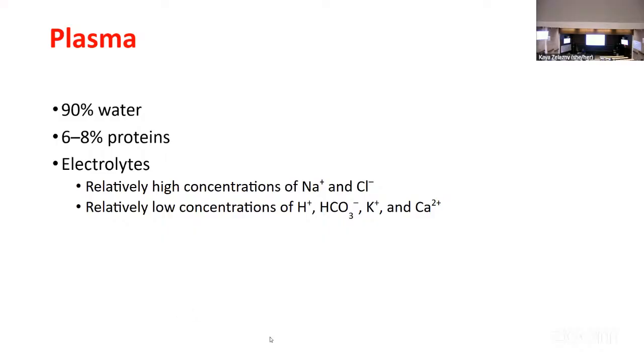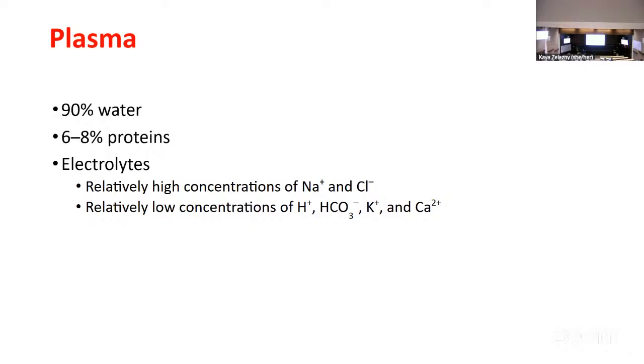Before we think about that, the extracellular fluid that all of these blood cells are going to be floating around in, the plasma that makes up about 55% of our blood, is going to be mostly water. So about 90% of the plasma, the extracellular fluid, is water. You're going to have 6 to 8% of proteins swimming around in it. And we're going to have some electrolytes.